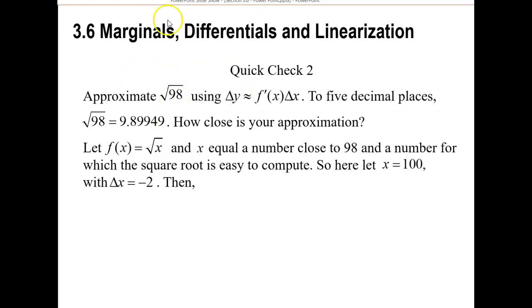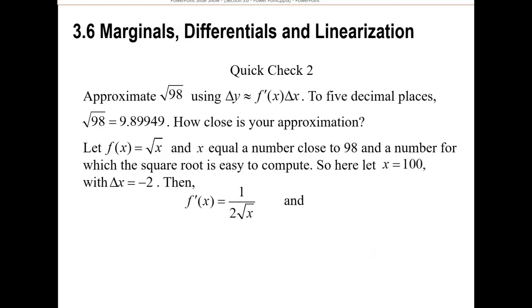So picking 100, my delta x then would be -2. In other words, to get from what you picked back to what you're going to eventually plug in, you have to subtract 2. On the other one, we were going to plug in 27, but we chose 25, so we would have to add 2. So this time delta x is -2.